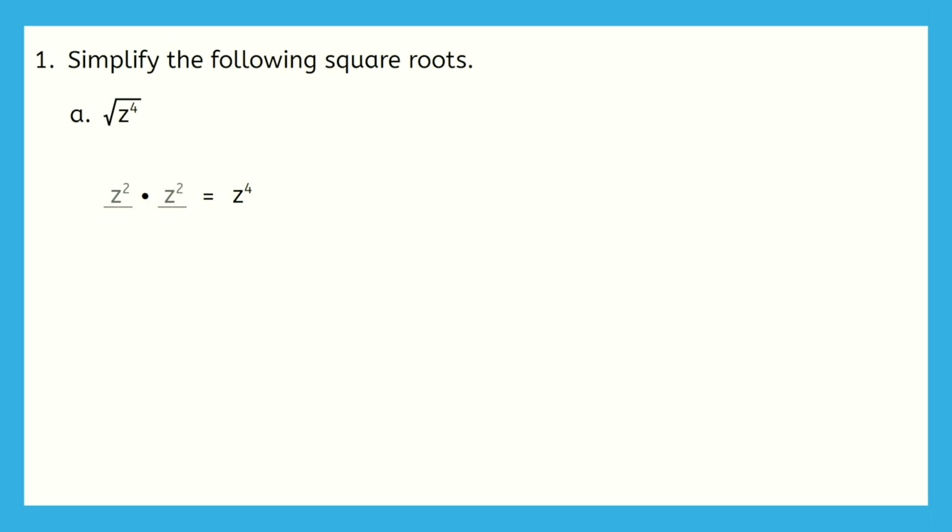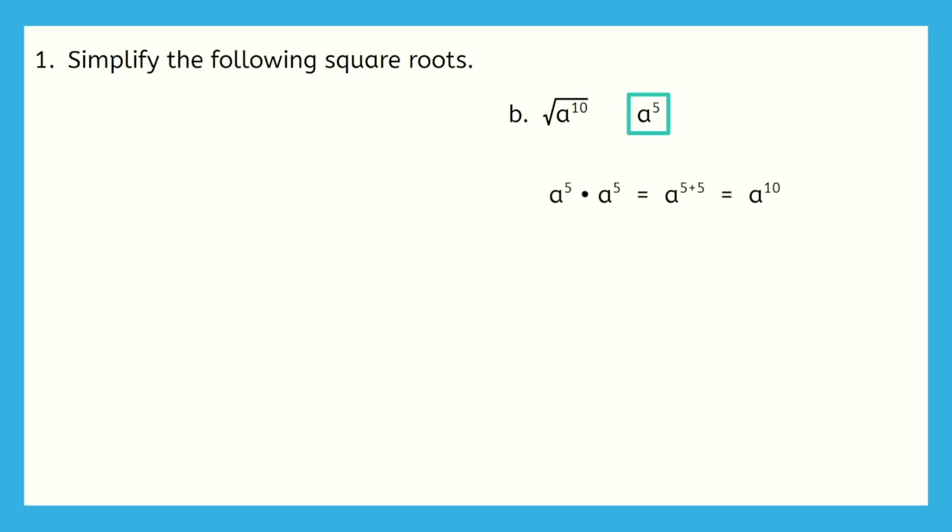It's z squared, because when we add the exponents, 2 plus 2, we get 4. That means the square root of z to the 4th is z squared. On to the next one, the square root of a to the power of 10. This one's a to the 5th, because when we add the exponents, 5 plus 5 equals 10.